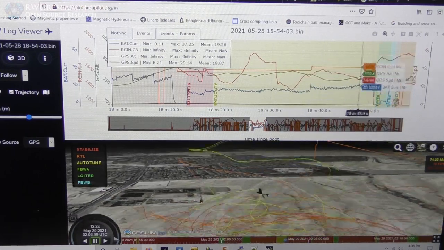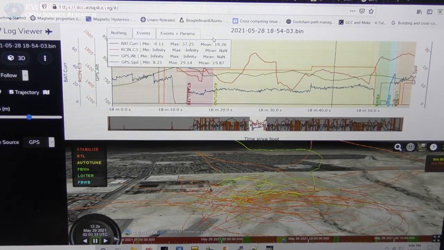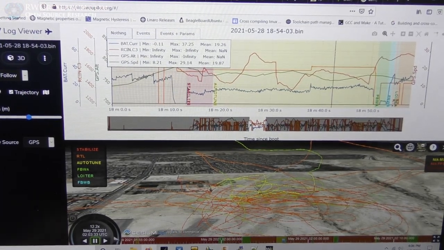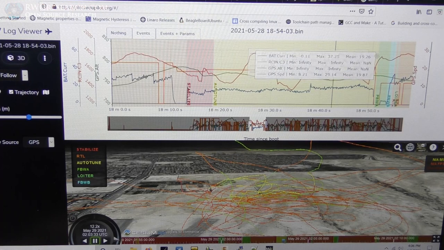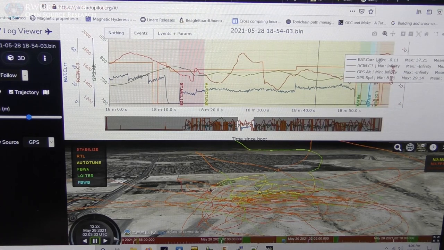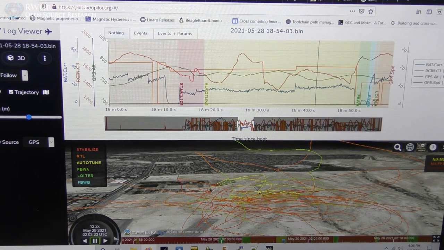So why did it lose altitude? Let me show you what I think happened, and you can judge for yourself. I'm going to try to move this whole thing out of the way. Get out of here. All right.